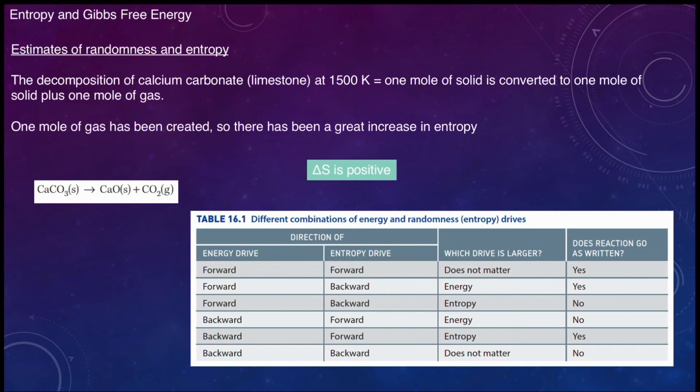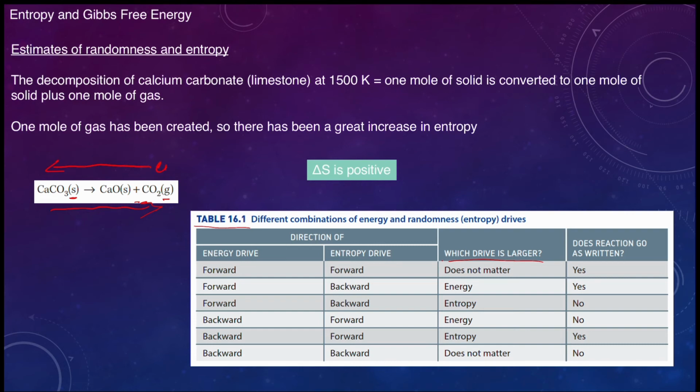So we can use this table here. This is table 16.1 from your textbook. We can use this to help us work out which drive is larger when we're talking about some of these reactions. So if we look at our calcium carbonate reaction, it's the same one we've just been looking at, and we know we're going from a solid to a gas, so the entropy drive is forward, increasing entropy in the forward direction. We know this is endothermic, so the drive to lower energy would be backward.